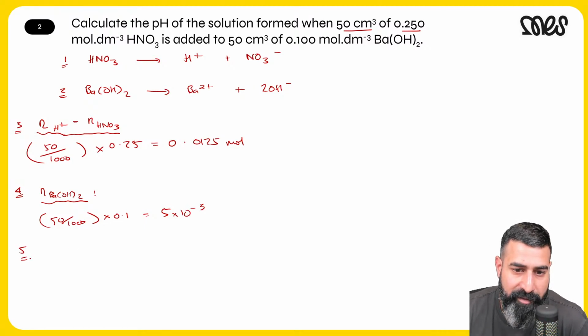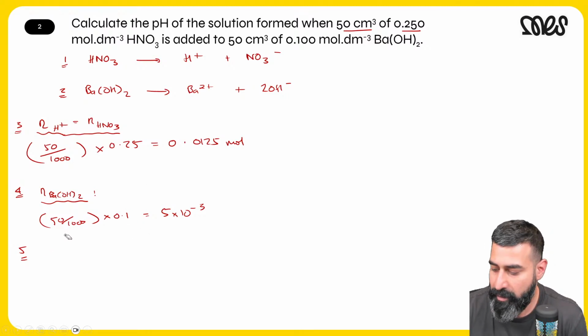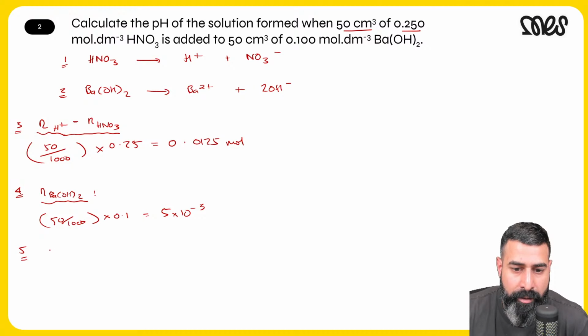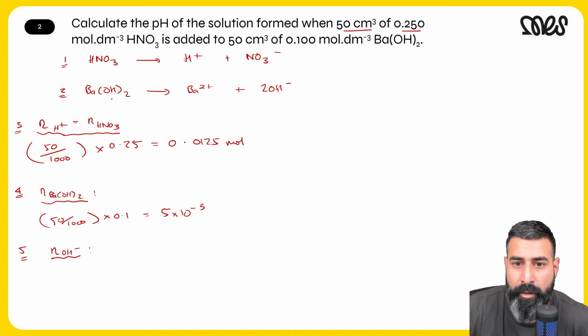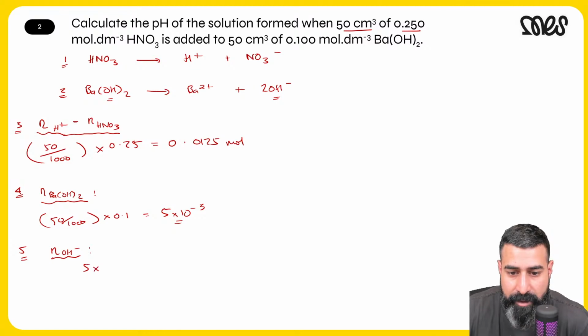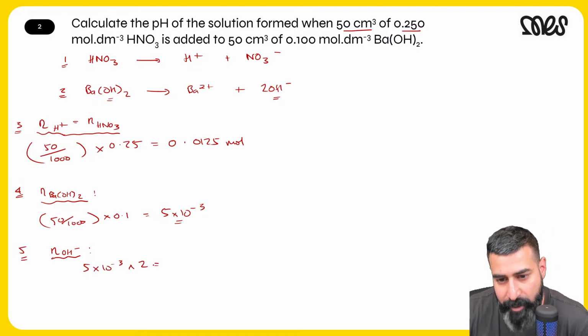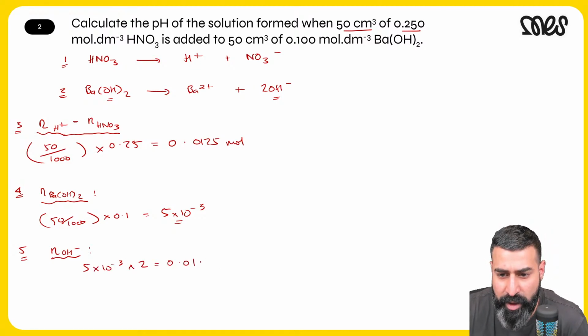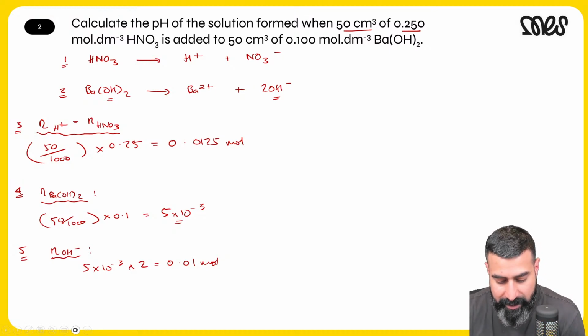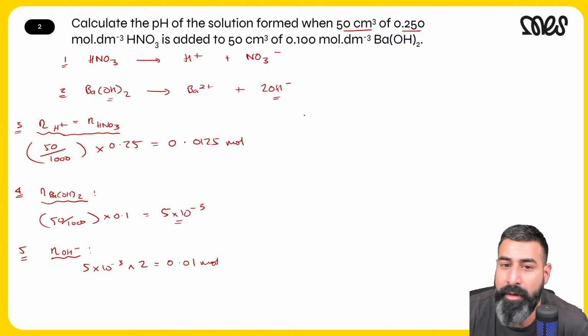So step number 5 is the number of moles of OH minus ions. Have a look. We've got that number of moles, 5 times 10 to the minus 3. To work out the number of moles of hydroxide ions, you need to multiply it by 2, Johnny. Absolutely. So, 5 times 10 to the minus 3 multiplied by 2. Does that give me 0.01 mole? Is my basic maths correct? Yes, it is.